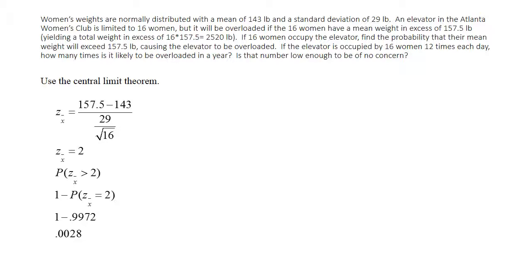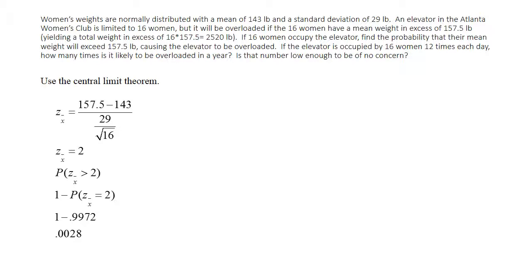If 16 women occupy the elevator, find the probability that their mean weight will exceed 157.5 pounds, causing the elevator to be overloaded. If the elevator is occupied by 16 women 12 times each day, how many times is it likely to be overloaded in a year? Is that number low enough to be of no concern?